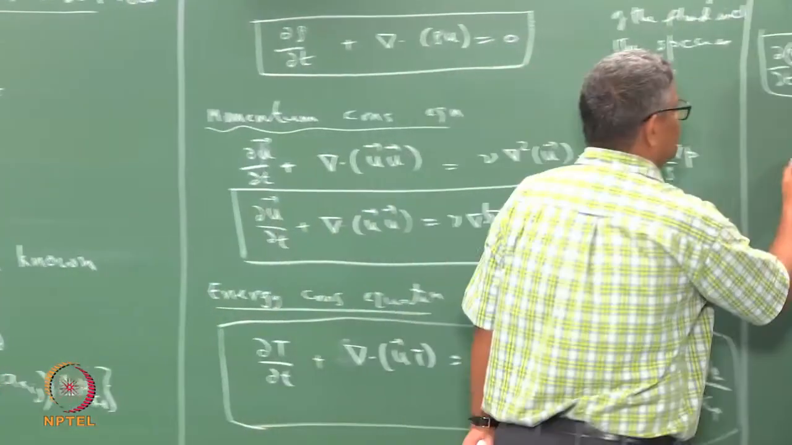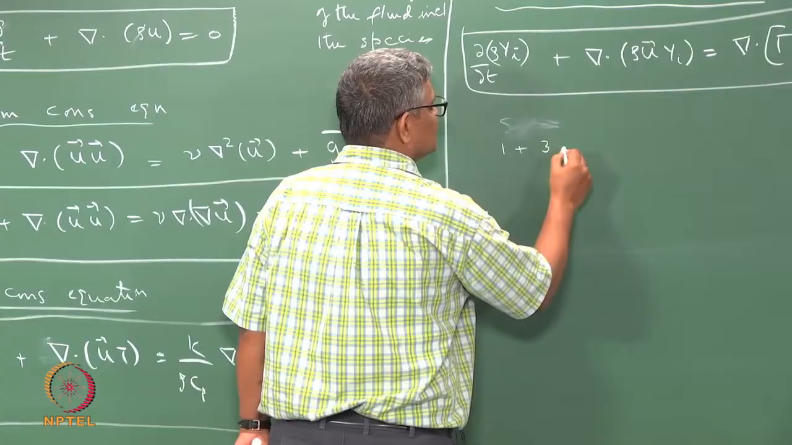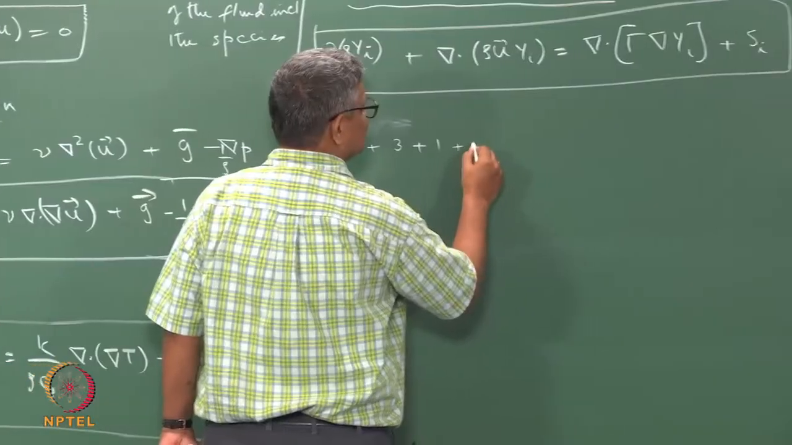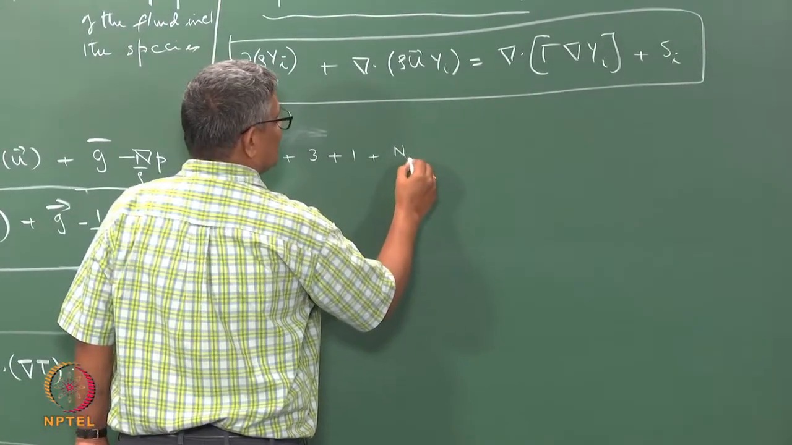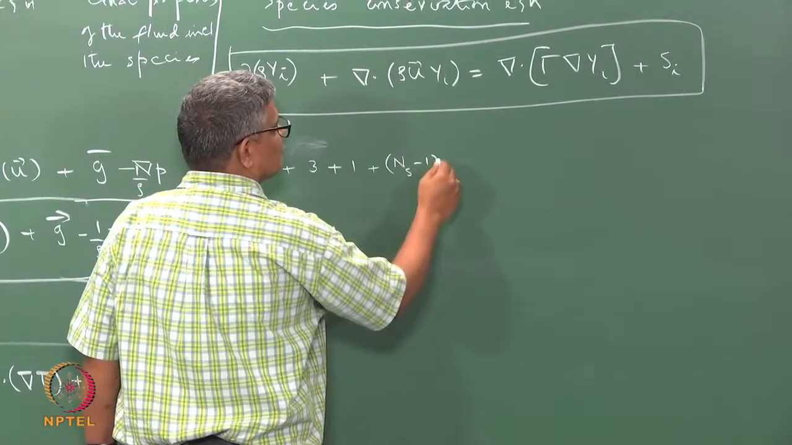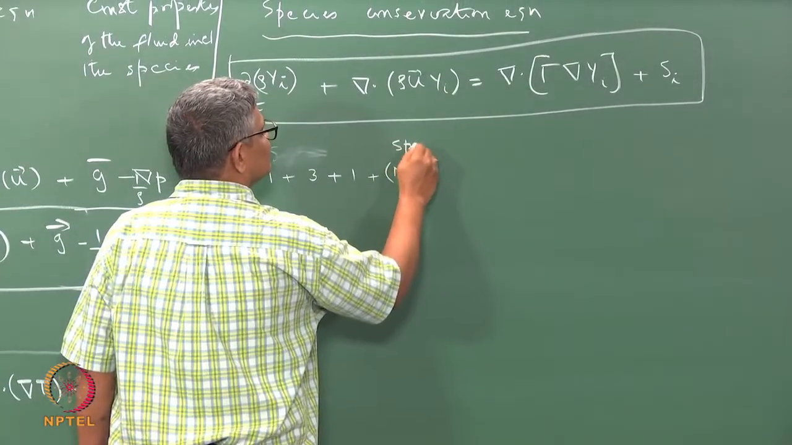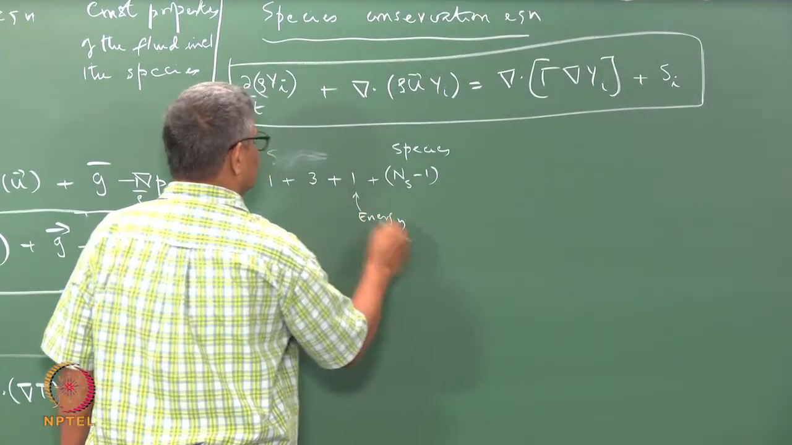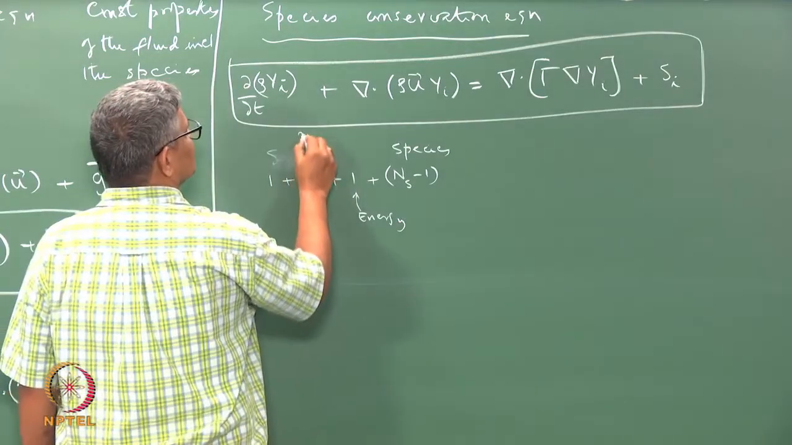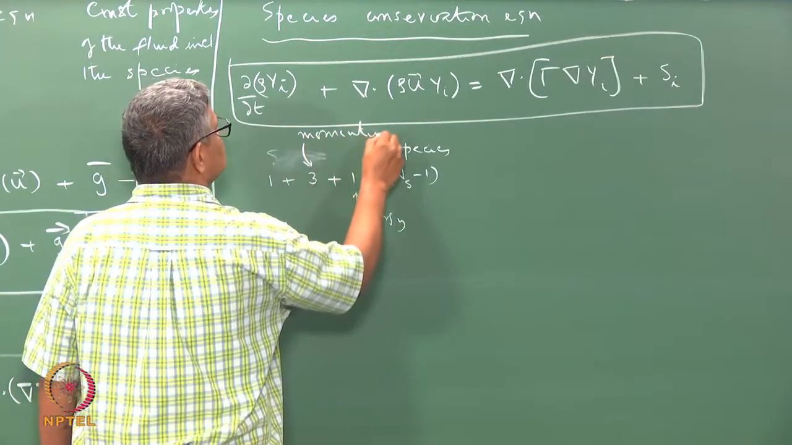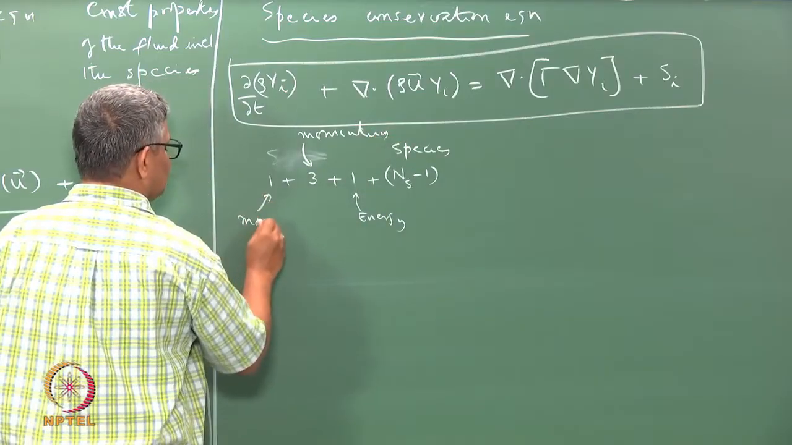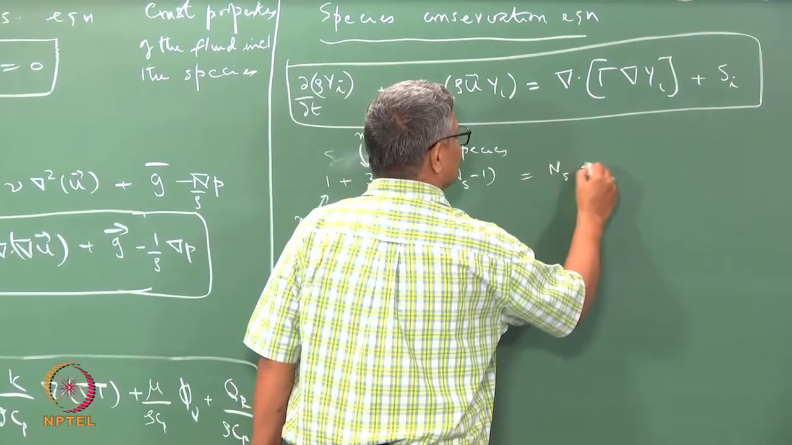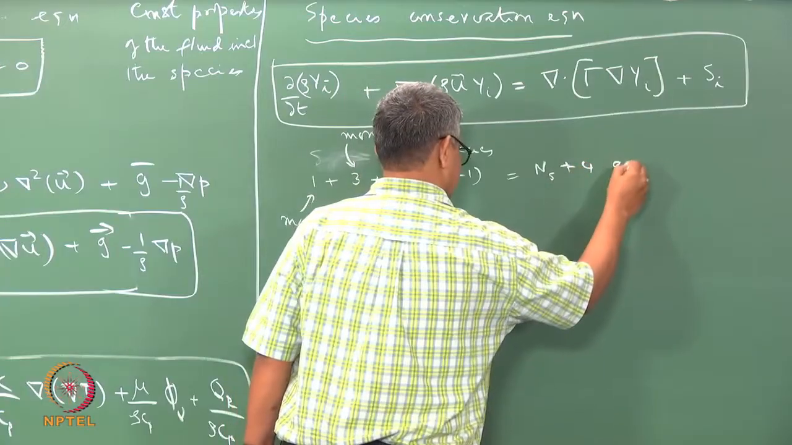We have a total of 1 continuity equation plus 3 momentum equations plus 1 energy equation plus ns minus 1 number of species balance equations. So this is species, this is energy, and this is momentum and mass balance. So that is ns plus 4 equations.